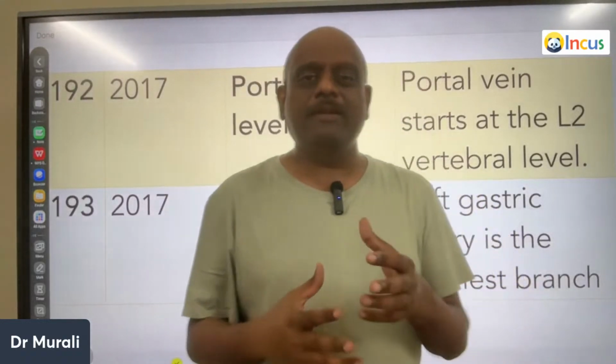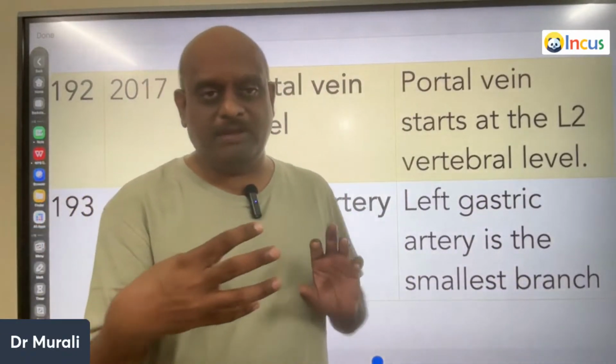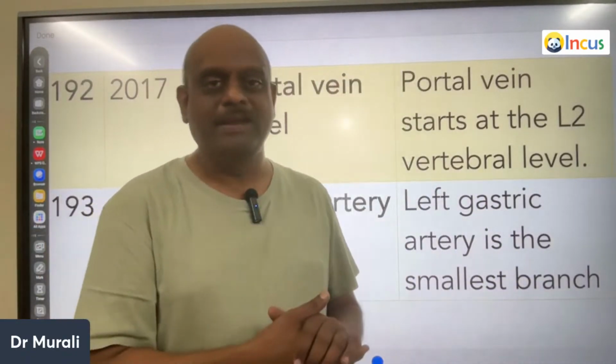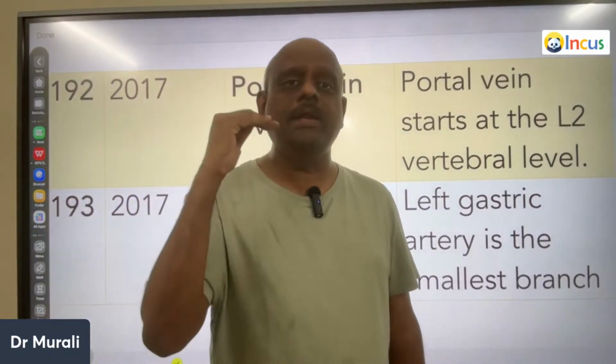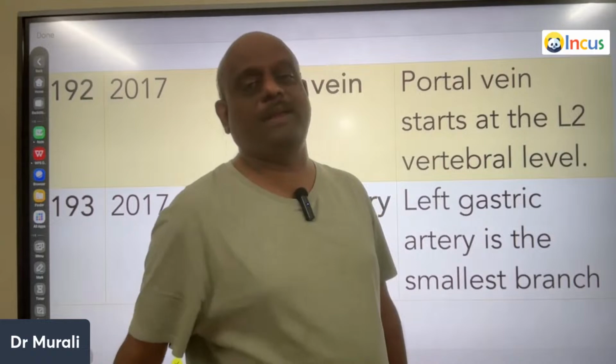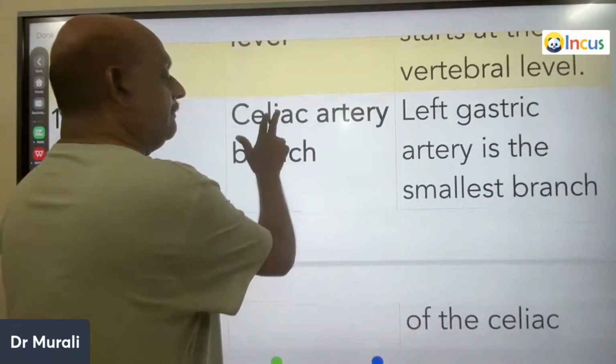So where will the portal vein form? It is a combination of the splenic vein with the mesenteric vein that forms the portal vein. Portal vein typically starts at the level of the L2 vertebral level, is what you have to remember.